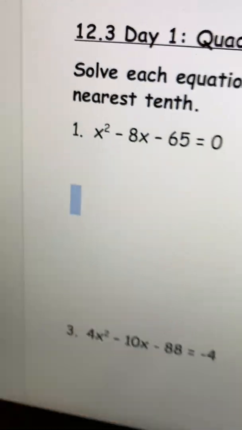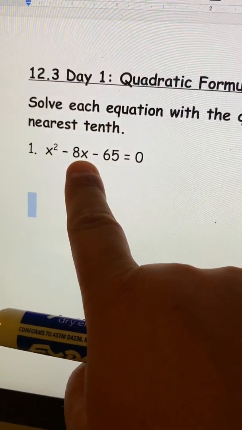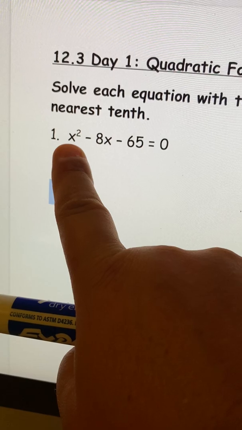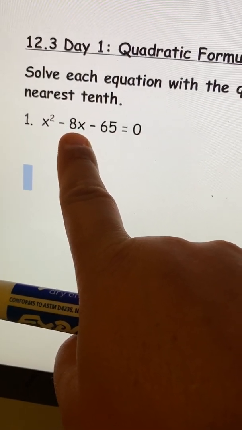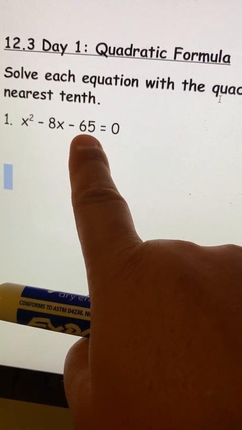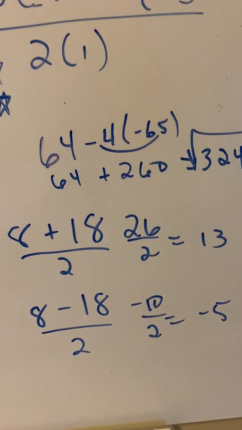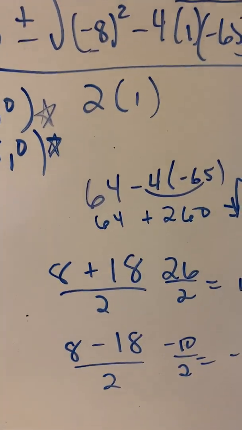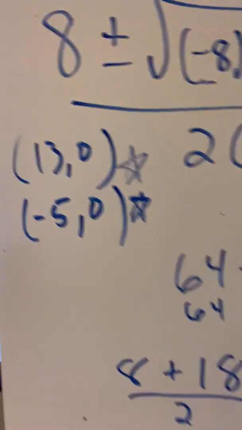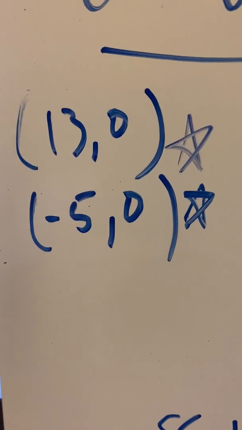13 squared is 169, and 8 times 13 is 104. 169 minus 104 is a positive 65. 65 minus 65 is 0. So this works as well. So using the quadratic formula, we were able to put all the a's, b's, and c's into the formula and find my two solutions, x equals 13 and x equals negative 5.